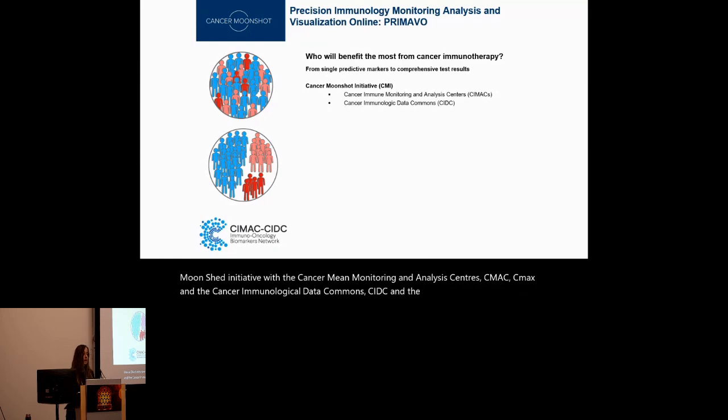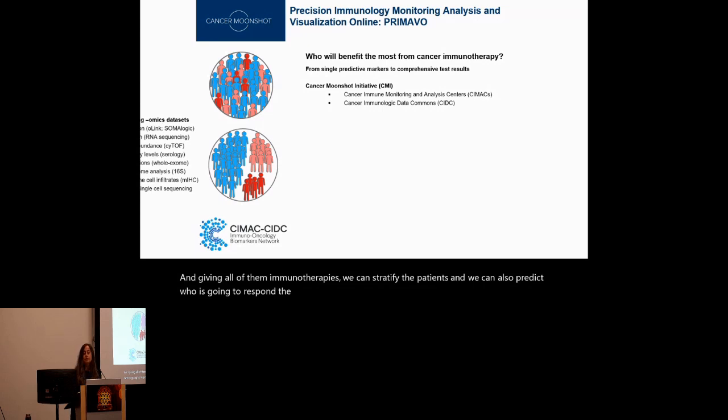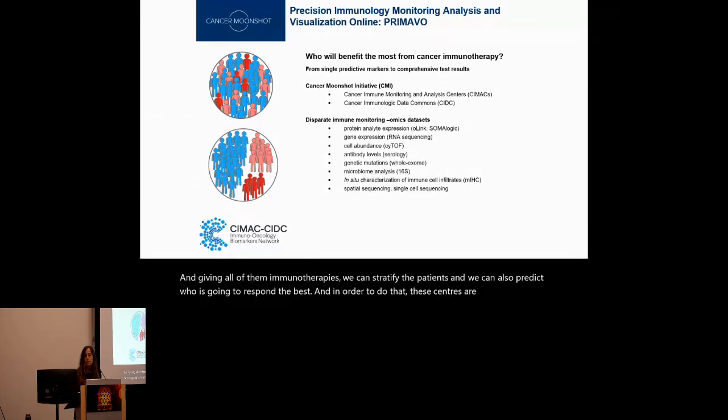The objective of these Cancer Moonshot efforts is to figure out who is going to benefit the most from cancer immunotherapy clinical trials. Instead of looking at a population and giving all of them immunotherapies, we can stratify the patients, and we can also predict who is going to respond the best. In order to do that, these centers are collecting disparate immune monitoring omics data sets, and these are plenty: protein expression, gene expression, cell abundance, antibody levels, genetic mutations, microbiome analysis, immunohistochemistry, and most recently even spatial sequencing.